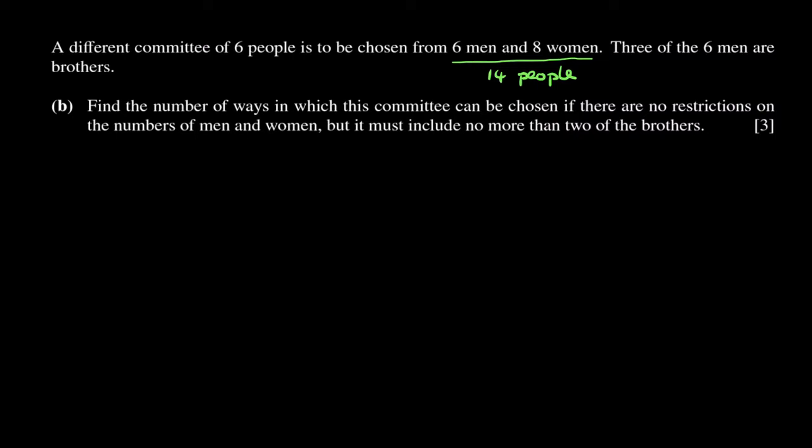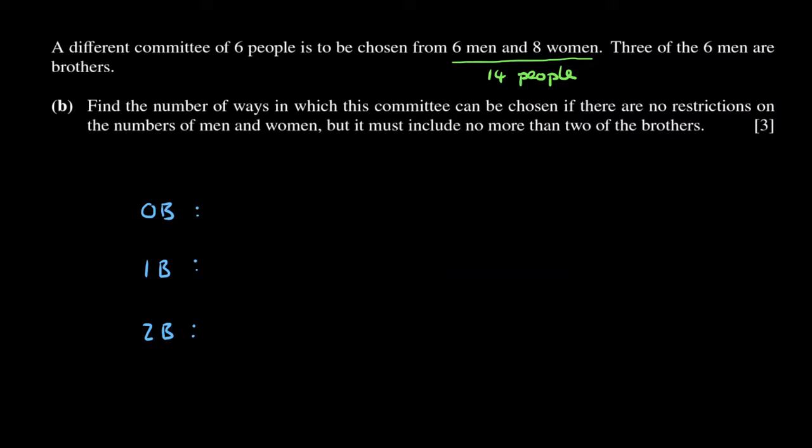So what we've got here is we've got a couple of different cases to consider, right? We can either have 0 brothers, or we can have 1 brother, or we can have 2 brothers. What we cannot have is 3 brothers. So let's do this in the slow method first, and I'm going to show you a way to do it a bit faster, but we're going to consider this.